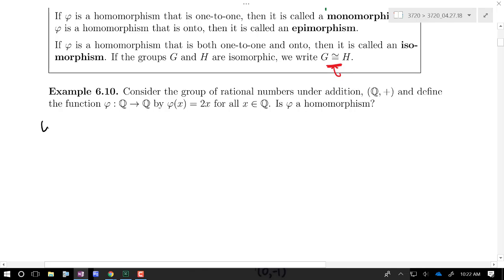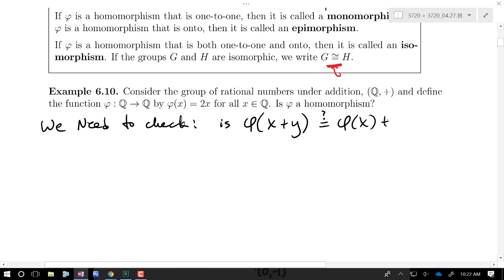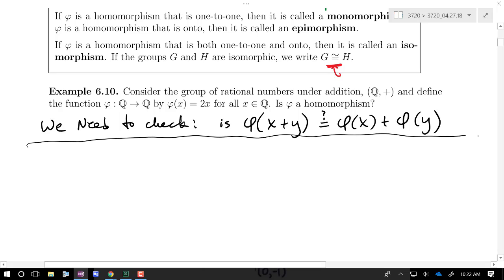So we need to check the following. Is phi of x plus y equal to phi of x plus phi of y? Because it's the group to itself, the operation is addition on both sides. So let's check. Let's find phi of x plus y.